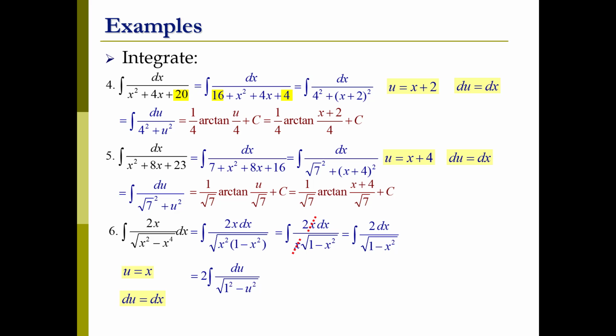And of course, this is the form of arcsine. So we're going to get 2 arcsine of u over 1 plus c. U, of course, is x. Over 1 is still x. And so we get 2 arcsine of x plus c. And if you were able to do that on your own, good job.